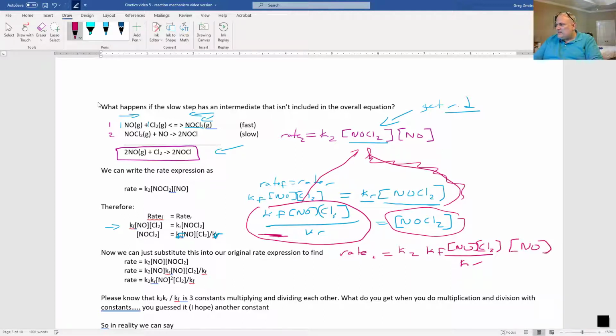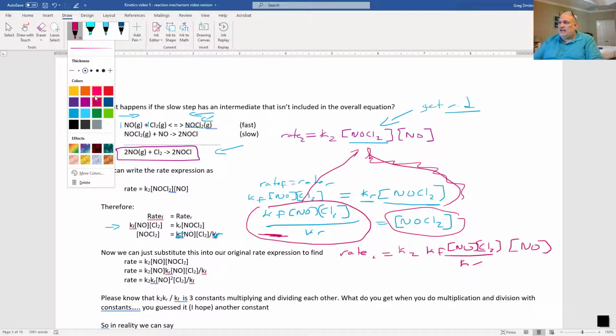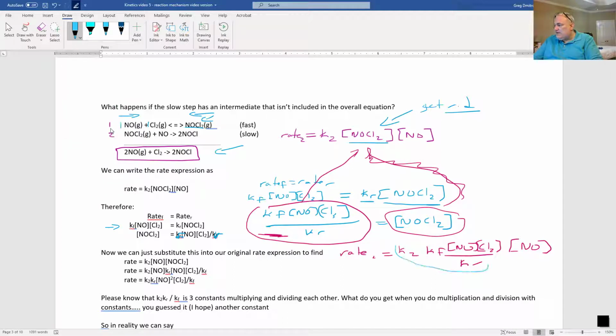Now I want you to notice something here. We can gather like terms. Well, not like terms, but constants. You see how K2, Kf, and Kr are all constants. So we can gather them together and call them an overall constant. Then if we add up everything together here, don't we have two NOs right here? Is that fair? So isn't it NO times NO? So wouldn't that give us NO squared times Cl2? And that will now be equal to my actual rate.